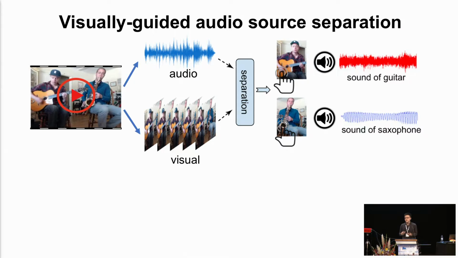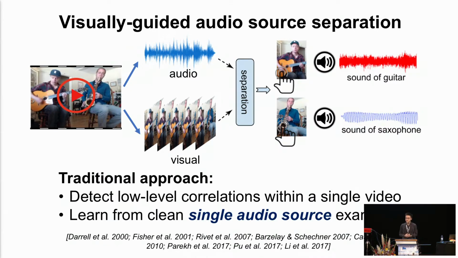There's actually a long history of work on audio source separation, including some methods that also use video information to guide the separation process. But traditional approaches work at aligning strong low-level correlations between the signals, such as by detecting the onset motion of the bow of a violin. And these methods usually require clean, single audio source examples to train.